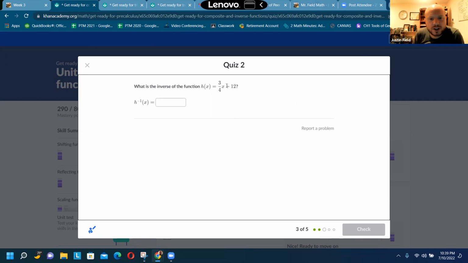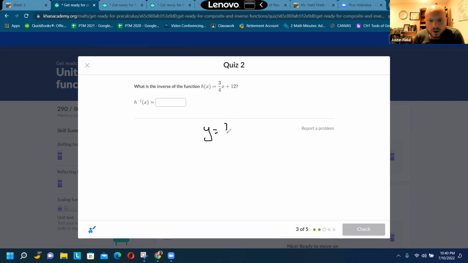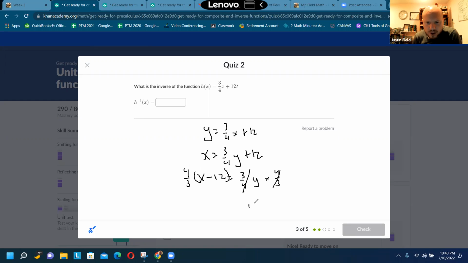What is the inverse function of that? When we have to find that, it's a simple process. We write the function with a y value. We switch the x and the y. We solve for y. Multiply by the reciprocal. Okay, so 4/3 x minus 12.